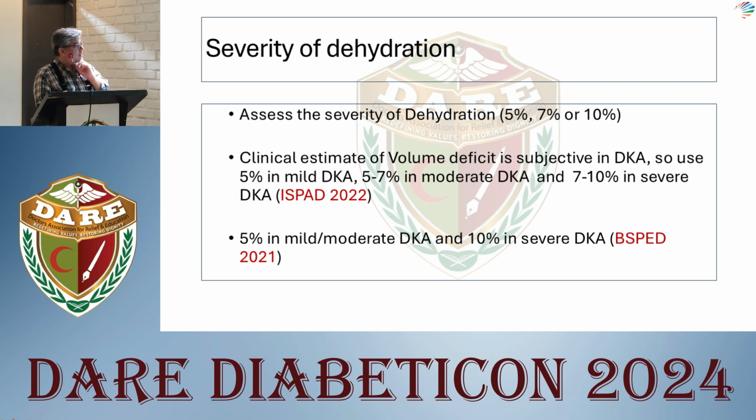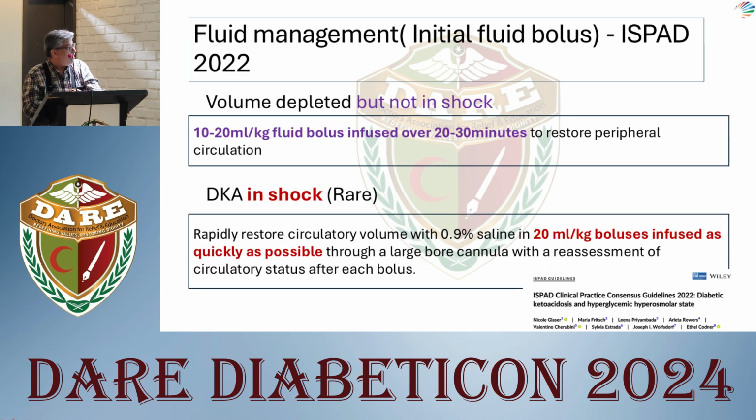If you go by SPAD, it has been divided into mild DKA corresponding to dehydration of 5%, moderate DKA corresponding to a dehydration of 5 to 7%, and severe DKA corresponding to a dehydration of 7 to 10%. This is what SPAD says. The BSPD guideline says that mild to moderate DKA corresponds to 5% dehydration and severe corresponds to 10% dehydration. Generally speaking, in our ICU, anybody who comes with a pH of less than 7.1, that is severe DKA, always take it as 10% dehydration and manage. All right? So, how to manage?